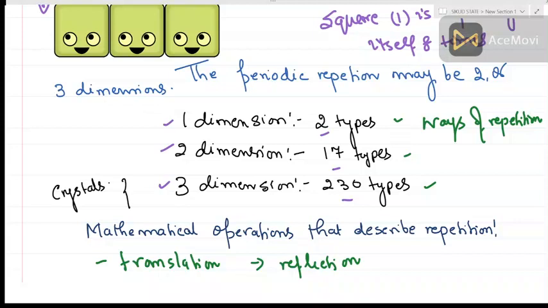You cannot repeat a motif, and this word cannot is very important. This is a kind of restriction that is put, that is due to the symmetry conditions. Whenever you have symmetry, you have some restrictions. You cannot repeat an object in more than 17 types. There are only 17 ways in which an object can be repeated in 2 dimensions. In 3 dimensions there are 230 types, meaning you can repeat the object in 230 ways. In 1 dimension there are only 2 types. We will see how they are forming.